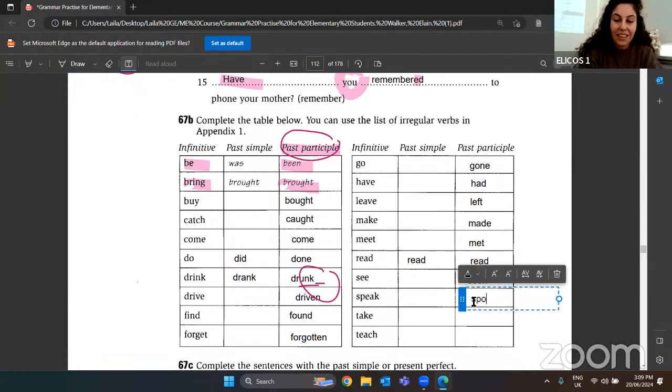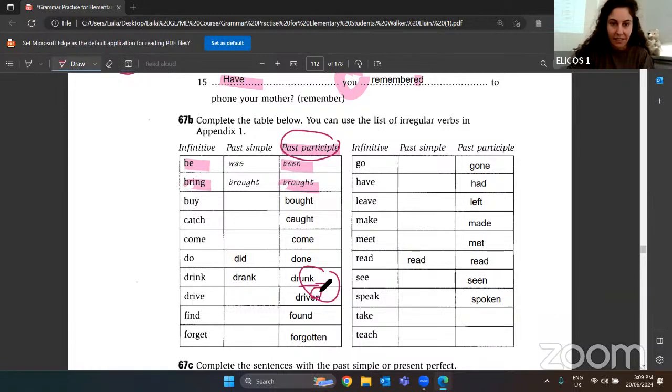Speak. I have spoken. This is where some of them have en. So you've got to remember the past participle with the present perfect. That's when some of the verbs, as you can see, have the en. Driven, spoken. Only in the present perfect.